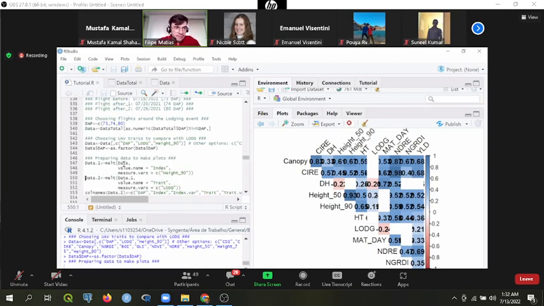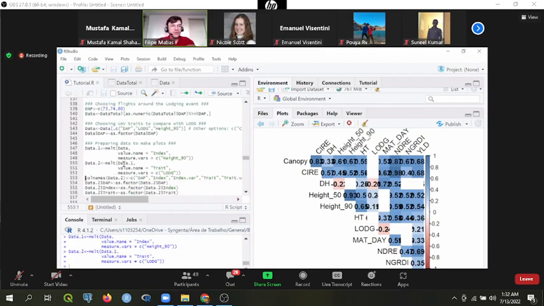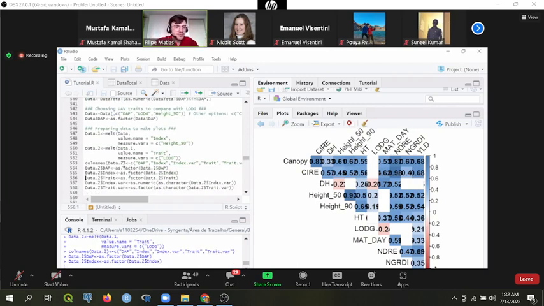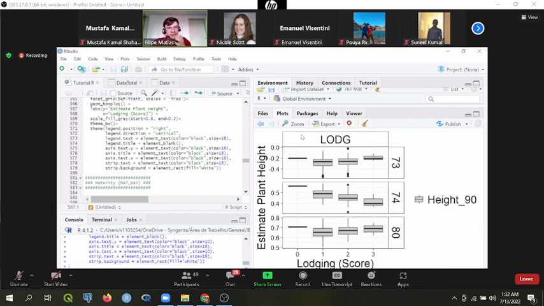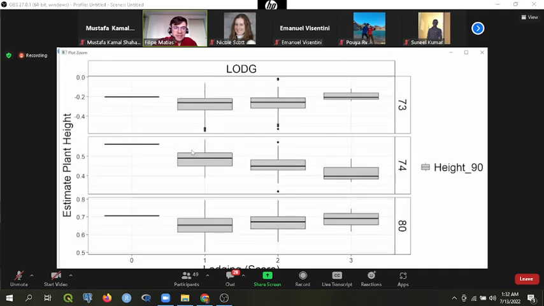Let's check here. Basically, we are doing some code for preparing the data and combining the data in a way that we can make graphics. And we come up with this graphic right here. As you can see, we just made a box plot with the original data, and we do have one check variety, which normally is a taller plant.